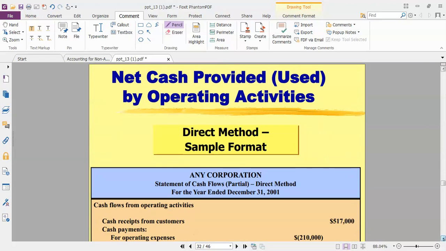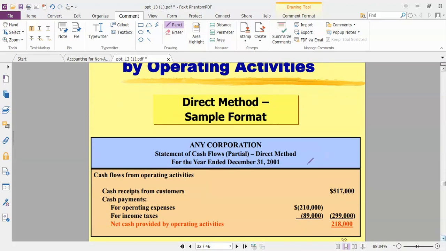Okay, so this is the direct method sample format for operating expenses. So you have the title here: statement of cash flow, direct method. Okay, you must notify there, you must state which method that you use in order for you to prepare for the statement of cash flow.